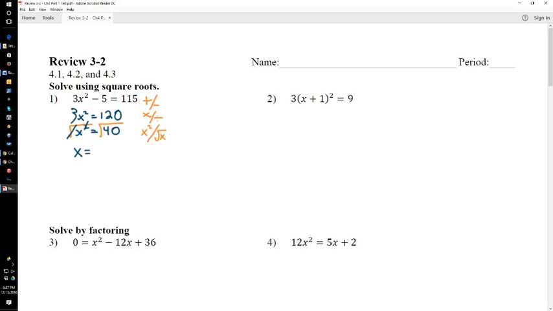And because we took a square root to get rid of the square, the answer is plus or minus the square root of 40. There are two answers. There's a positive side and a negative side. So that's what x would equal.